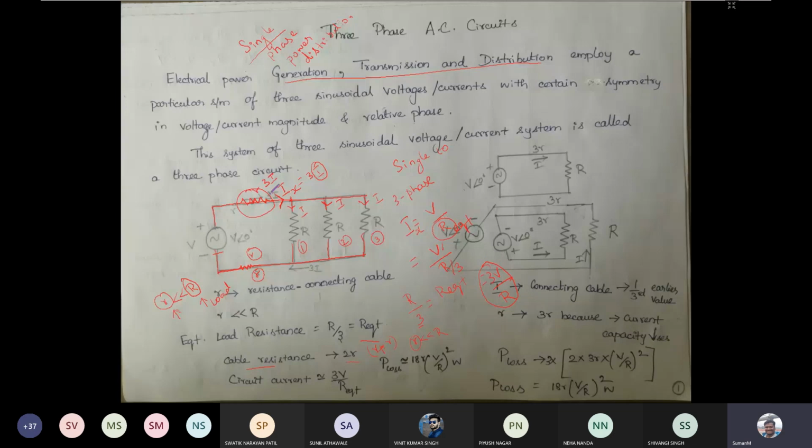Now we will calculate the power loss which is happening in these particular cables. This is one cable and this is one cable. Due to the current flowing in this circuit, there is a power loss occurring in the cable. That power loss is given by I square R. You know that the power loss over a resistor can be given by I square R.